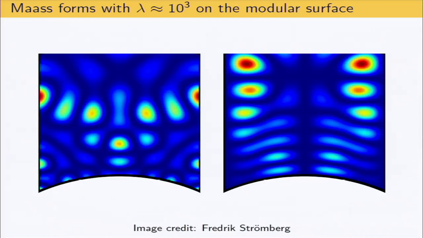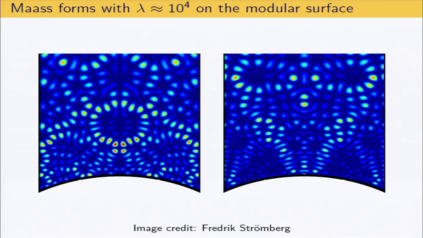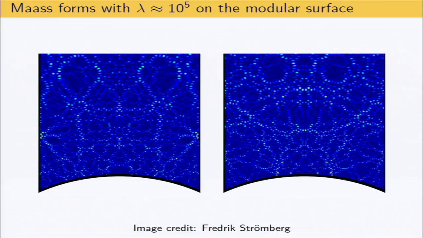And here are two Maass forms, one odd and one even, with Laplace eigenvalue about 1,000. Here is another one with Laplace eigenvalue about 10,000. And here is a third pair with Laplace eigenvalue about 100,000. The pictures look better in full resolution. So you can see as the Laplace eigenvalue increases, at least empirically, these eigenforms tend to flatten out. And you don't see any of these rotational symmetries as before.